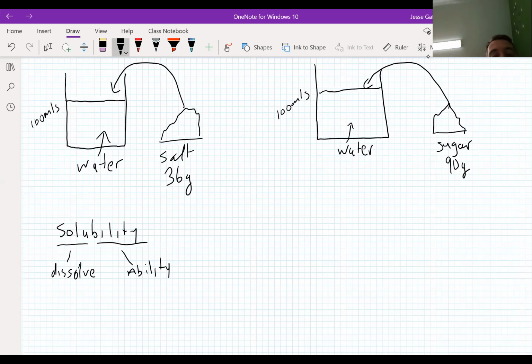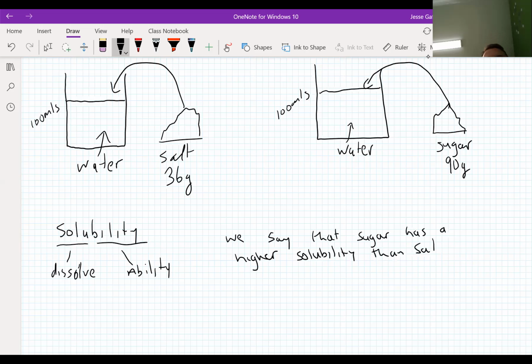So we say that sugar has a higher solubility than salt. Sugar has a higher solubility than salt, and this is because I can dissolve 80 grams of sugar in 100 mils of water. I can only dissolve 36 grams of salt. Both of them are soluble. You can dissolve both of them, but one you can dissolve more than you can of the other. Okay, so we're going to stop now and we're going to do some more practice questions.